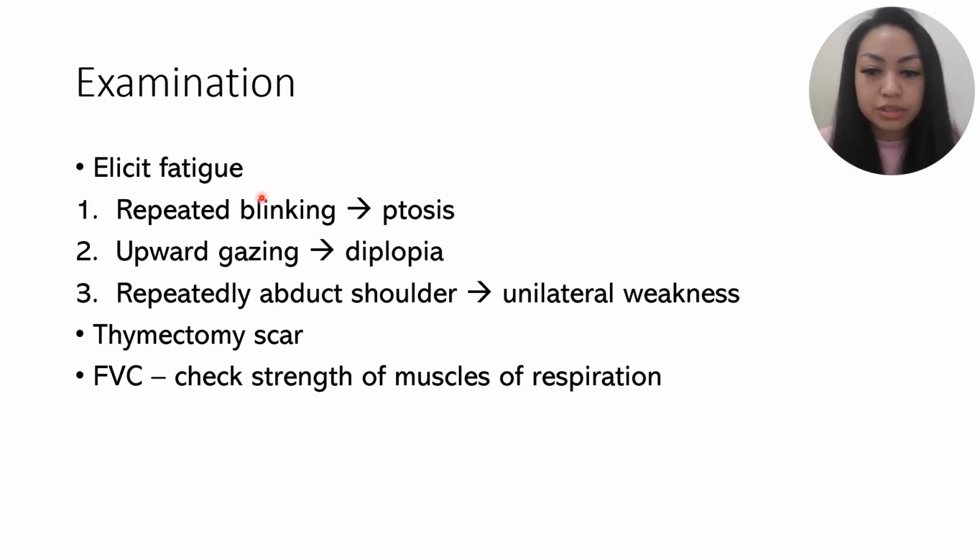Okay, so let's talk about physical examination. There are many ways in which you can elicit the fatigability of the small muscles of the head and neck and worsen the symptoms of myasthenia gravis. We know that in myasthenia gravis, the more you use the muscles, the more they get fatigued and the weaker they get, and this improves with rest. One way to elicit this fatigability can be asking them to repeatedly blink. Repeated blinking is going to tire out their eyelid muscles, and this is going to exacerbate the ptosis, or the drooping of the eyelid.